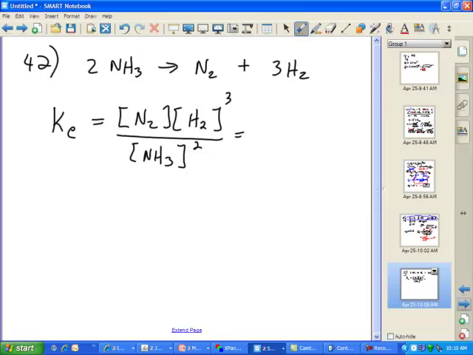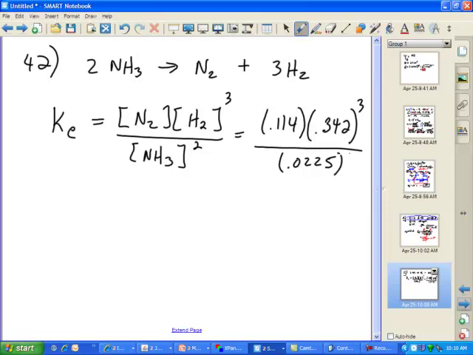Okay, so it's 0.114 molarity multiplied by 0.342. Do you put compared? Yes, excellent. And then divided by 0.0225. Why did you put that one at the start? Because it's a coefficient. Oh, just kidding. You just keep the coefficients with it. Yes.